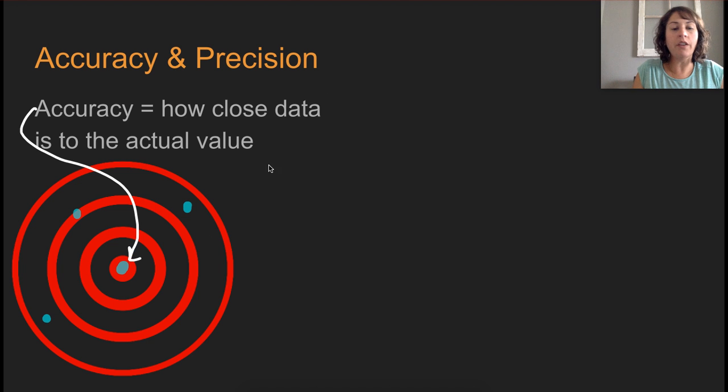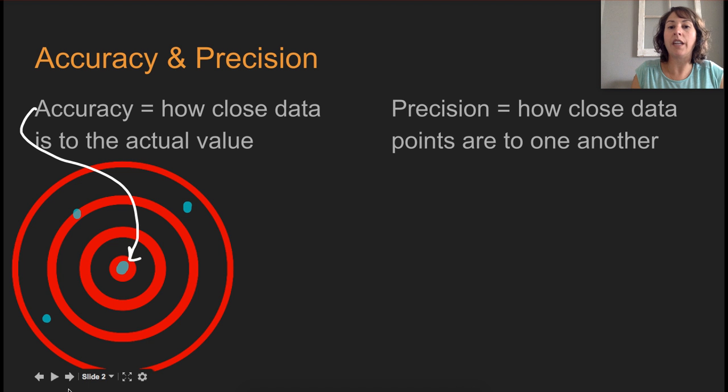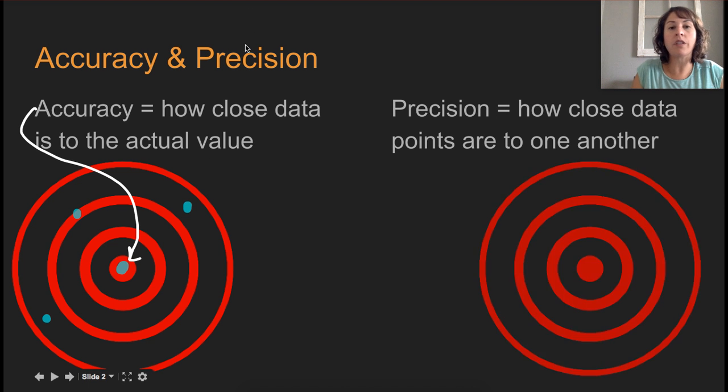Now, on the other side of that, we can have things that are precise, and that's when our data points are close to one another. Here's another bullseye, and we can have a whole bunch of data points that are really close to one another right here. These all collectively together are very precise. They're close together, and so this shows our precision.